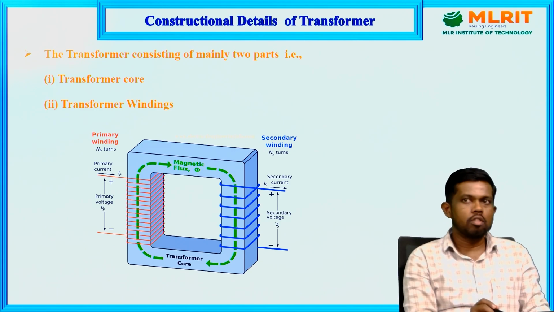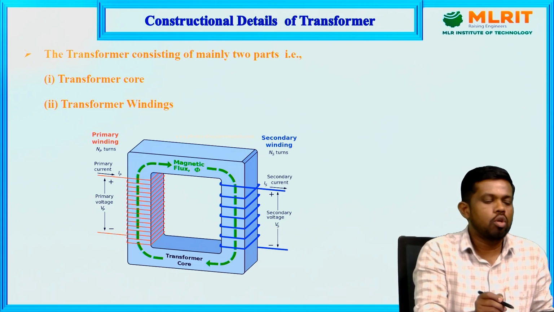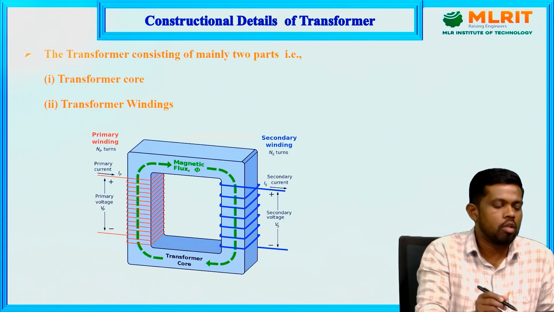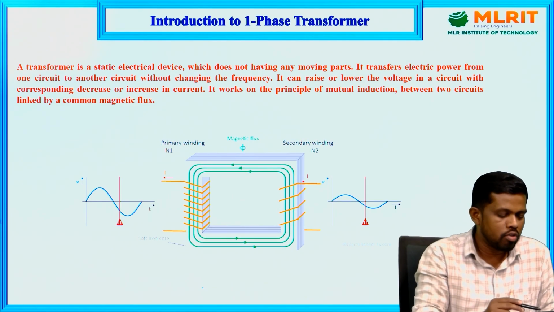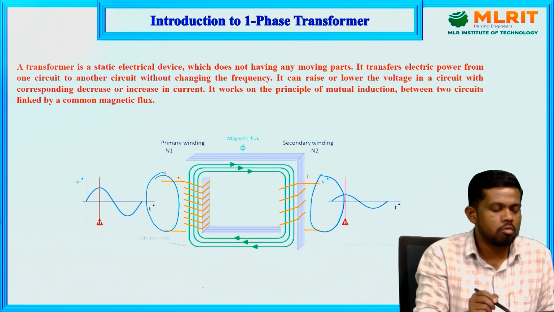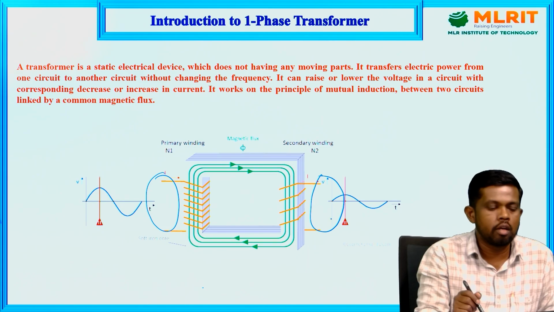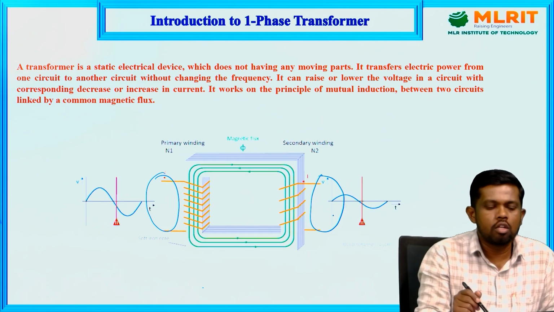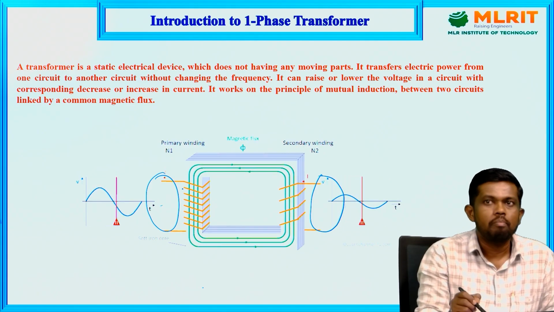Previously we discussed the introduction to the transformer. The transformer is a static device which transfers electrical power from one circuit to another circuit without changing frequency. If the frequency changed from one circuit to the other, the entire power system would collapse. Why? Because the loads cannot accept such frequency changes. The loads are already designed for certain ranges, certain standards, so they cannot withstand that frequency. If there were sudden changes in frequency from primary to secondary, the entire system would collapse.